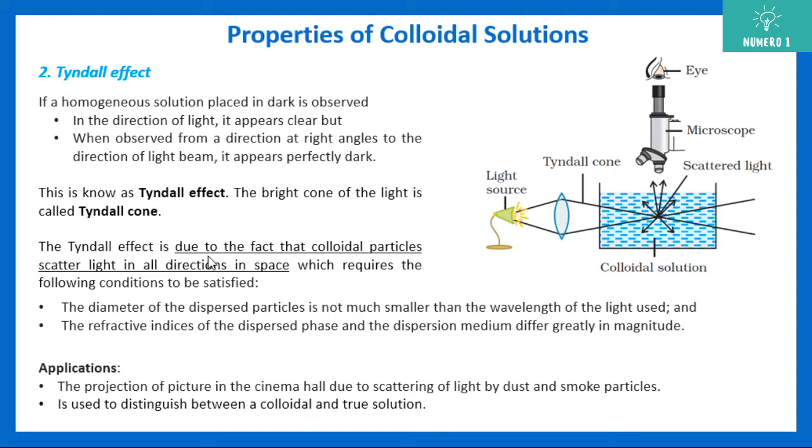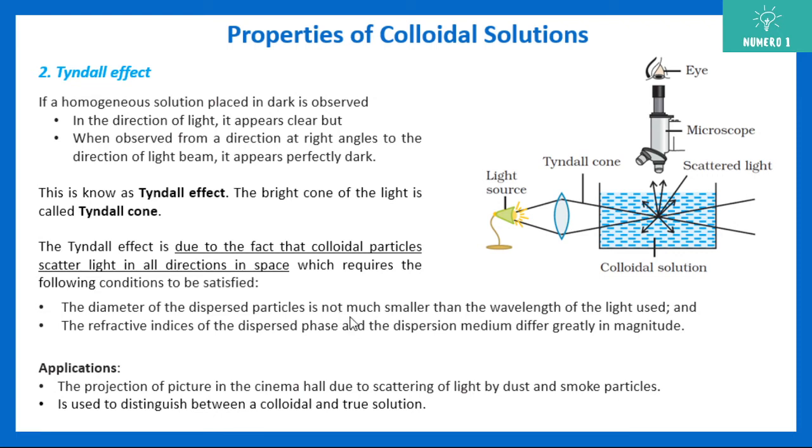This Tyndall effect is due to the fact that colloidal particles scatter light in all directions in space. It requires the following conditions to be satisfied. One condition is that the diameter of the dispersed particle is not much smaller than the wavelength of light used. The second condition is that the refractive indices, that is mu, of the two phases, the dispersed phase and the dispersion medium, differ greatly in magnitude. So there should be a huge difference between refractive indices and very little difference between the wavelength and the diameter of the particle.